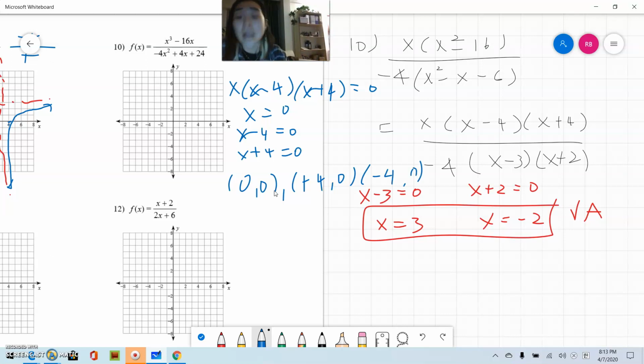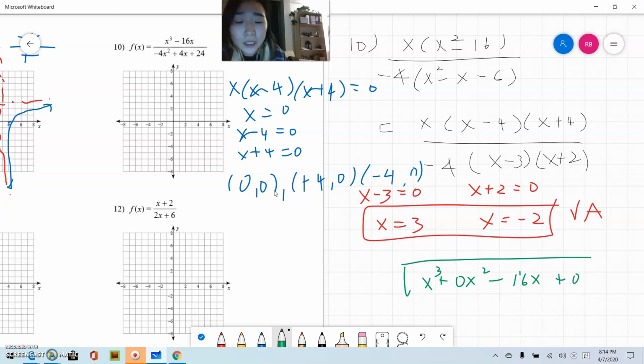Okay. So I need to divide. Did you notice that whenever my denominator was a little bit crazy, I didn't use synthetic division? I used long division. And I hope you can see the convenience of long division. And another thing that you need to be careful of is that you need to have a filler for x squared because there is no x squared in the numerator. And negative 4x squared plus 4x plus 24.